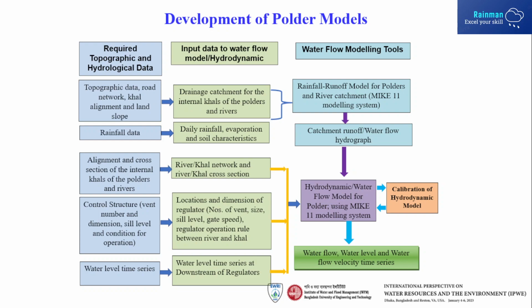So after incorporating all these files in the simulation file, we run the hydrodynamic file, and we will ultimately simulate the drainage model. And what we get in the drainage model result file is simple water flow, water level, and water velocity time series. By this result file, we prepare flood inundation maps, and we take decisions for the water management of the polder.